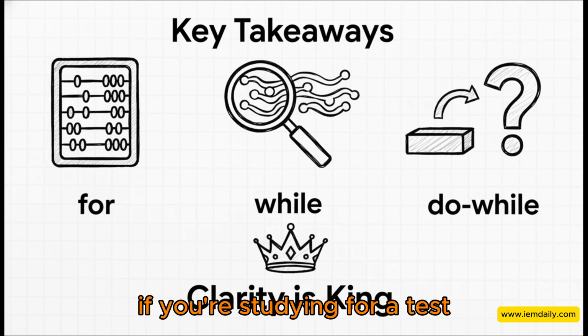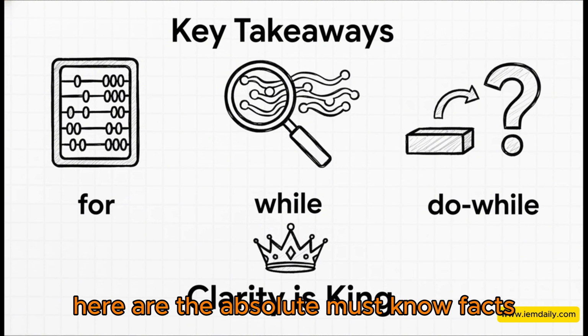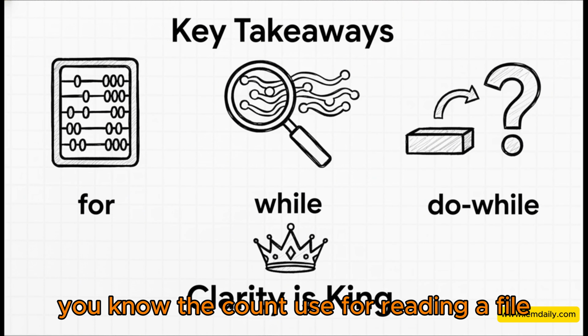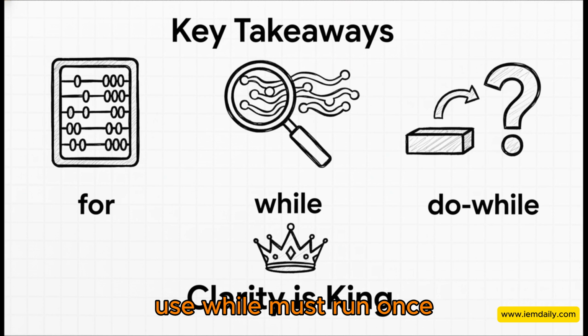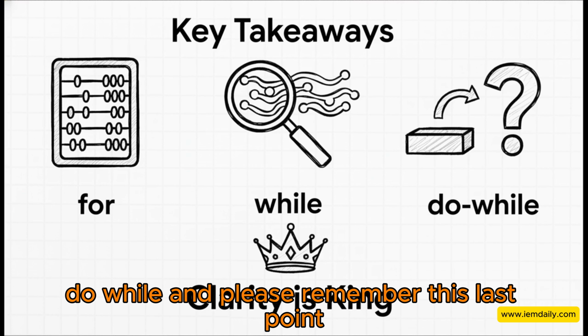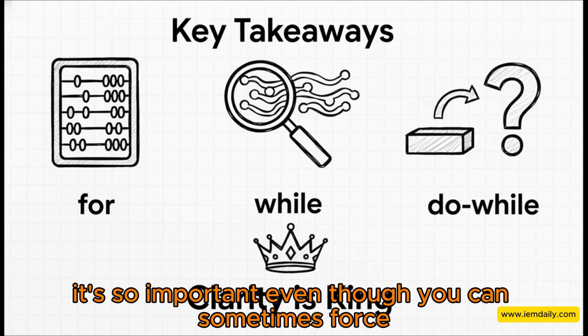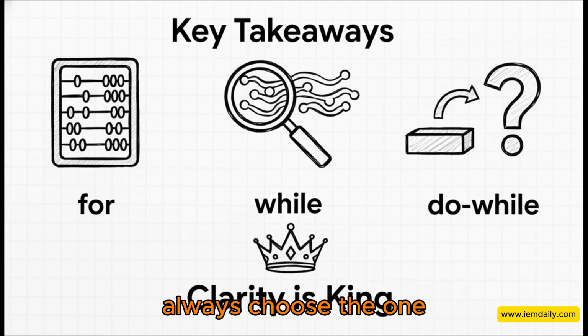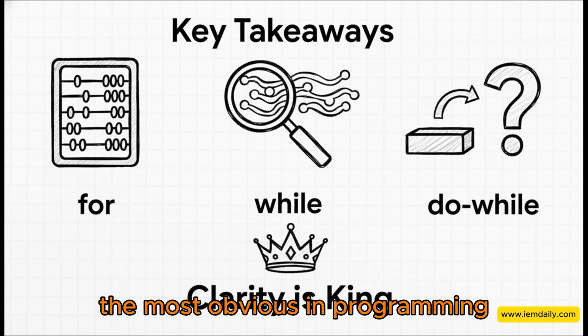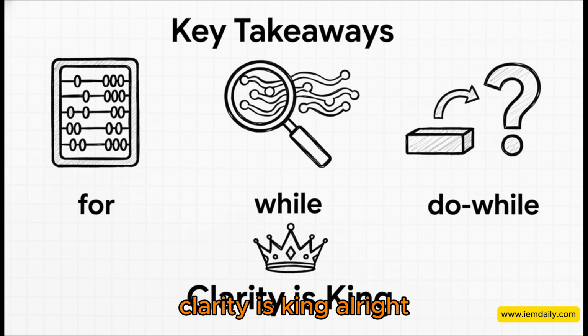Okay, exam time. If you're studying for a test, here are the absolute must-know facts. You know the count? Use for. Reading a file? Use while. Must run once? Do while. And please, remember this last point. It's so important. Even though you can sometimes force one loop to act like another, always choose the one that makes what you're trying to do the most obvious. In programming, clarity is king.